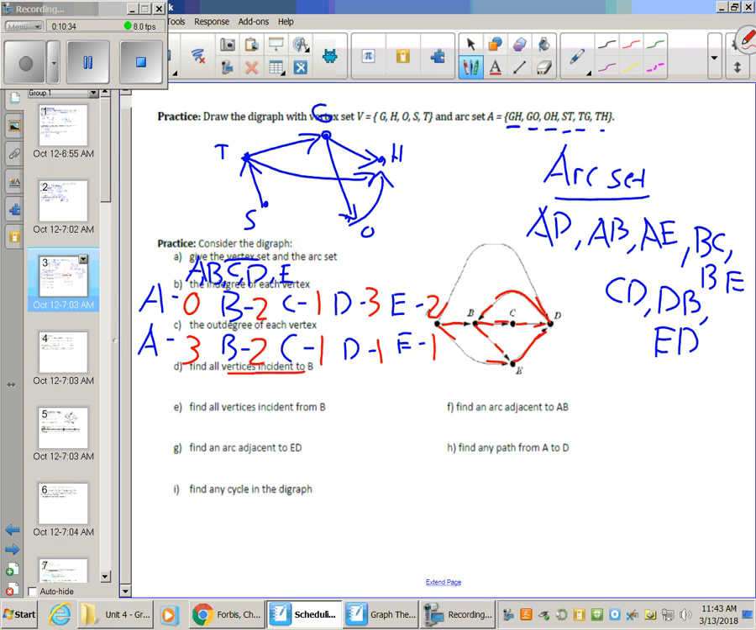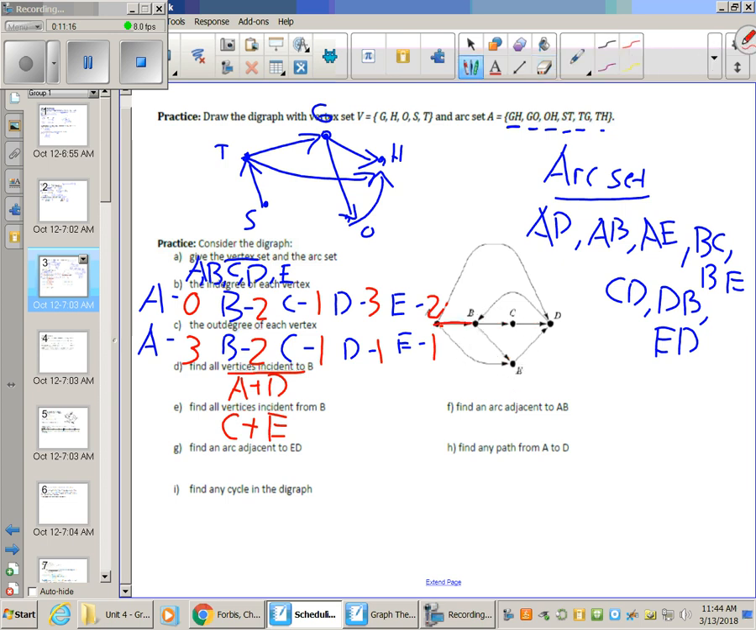All right, what about finding all the vertices incident to B? Okay, so that means all the vertices that are pointing to B. What are the vertices that are pointing to B? Well, how about A and D? Those are the 2 vertices that are pointing towards B. What are all the vertices that are incident from B? Meaning they're coming from B, or the ones that B's pointing to. How about C and E? Okay. Not too bad.